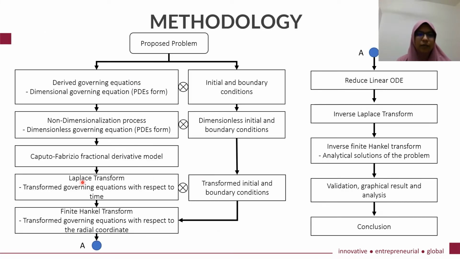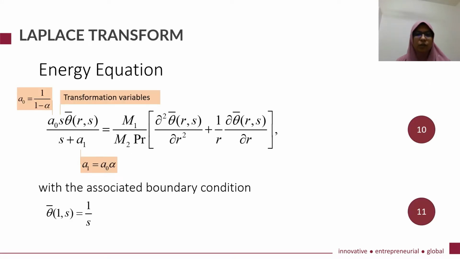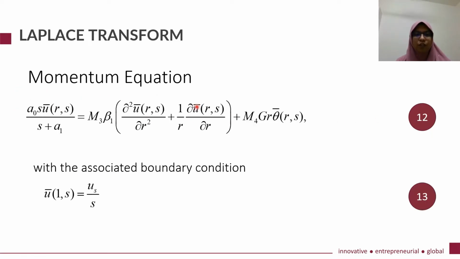Next, we apply the Laplace transform to transform the governing equations with respect to time, together with the initial and boundary conditions. As we can see here, 10 is the energy equation of the Laplace transform together with the boundary condition, and 12 is the momentum equation together with the boundary conditions.